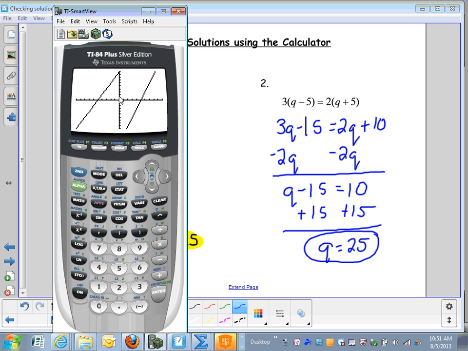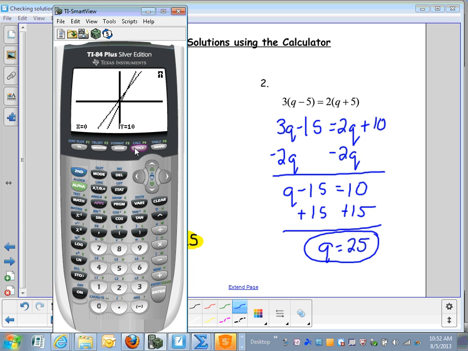So I need to zoom out. So I'm going to hit zoom, and number 3 is zoom out. So I'm going to hit number 3, and then I'm going to hit enter. And it's barely intersecting, and you can barely see it. So I'm going to make sure it's inside my viewing area and hit enter again. Now I have 3 times the quantity x minus 5, 2 times the quantity x plus 5 intersecting in my viewing area at that number 25.